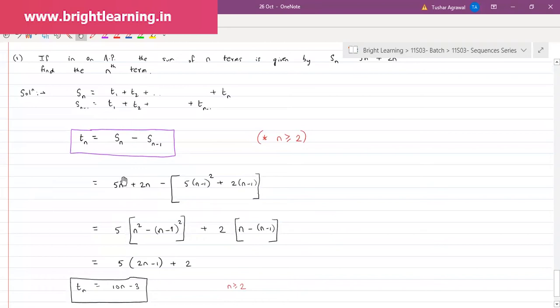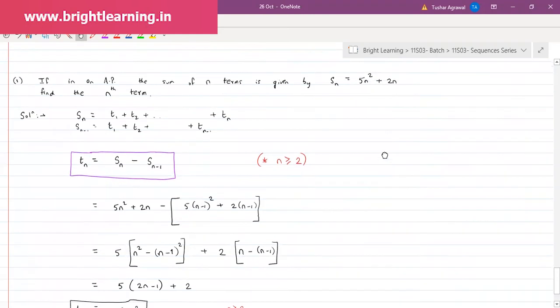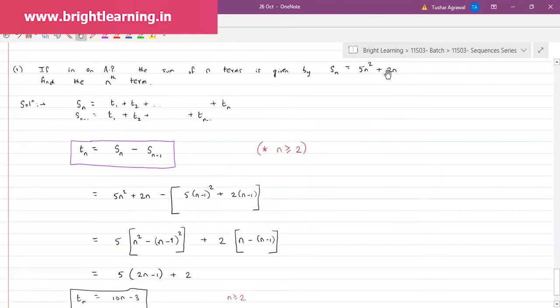I purposefully wrote here 5n square minus n minus 1 square, so that in future, if you get a cubic equation also, for the summation of n terms you will always get a quadratic equation only. But for other questions, not of AP, GP or something, in any general question, if you want to do subtraction of a formula related to n with n minus 1, this way you can do the coefficient outside n square minus n minus 1 square, coefficient outside n minus n minus 1. That's why I wrote this.